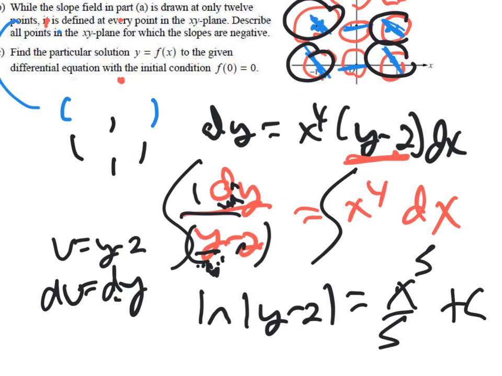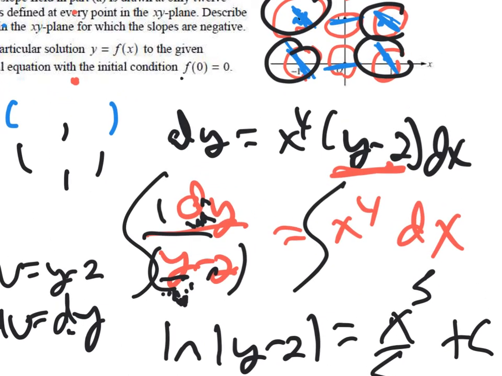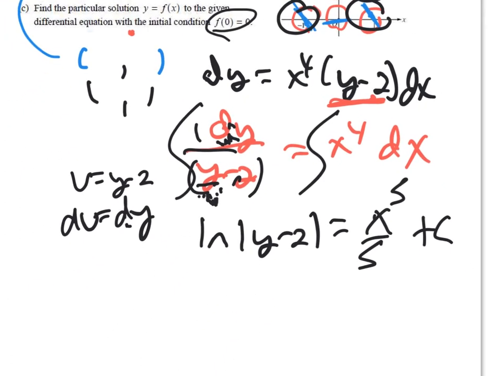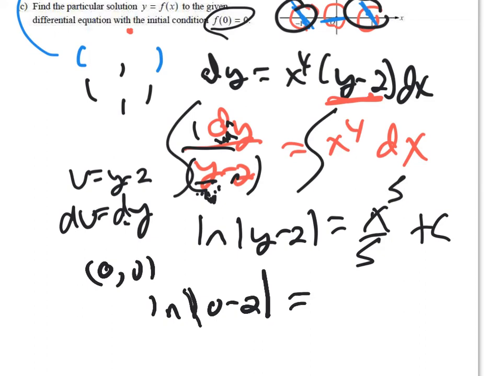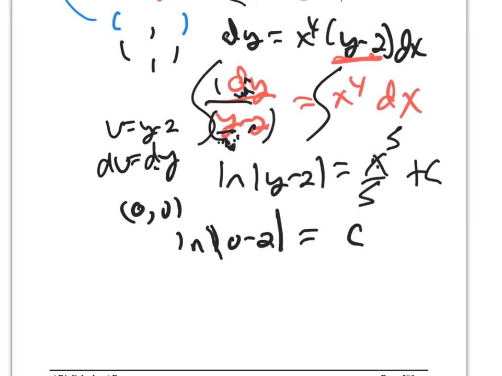Now, did he give me an initial condition? Yeah. 0, 0. So I'm going to do at 0, 0, here goes. Natural log of 0 minus 2. Now you see why I'm doing absolute value? Because you can't take the natural log of a negative number. That's right. 0 over 5 is still 0, so c is the natural log of 2.